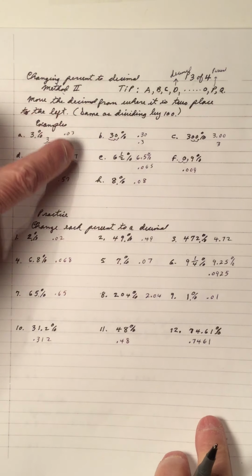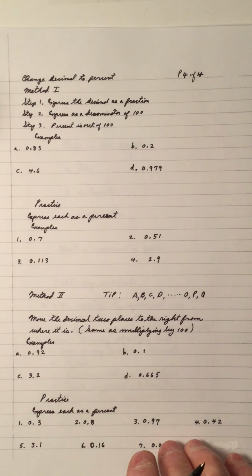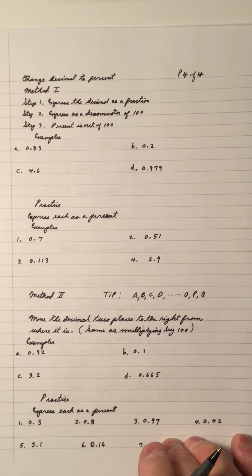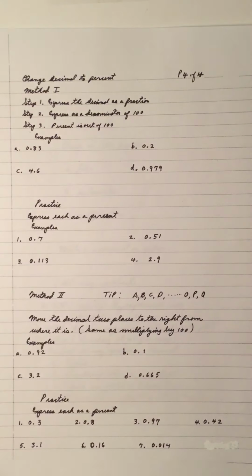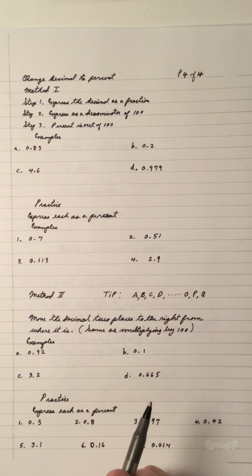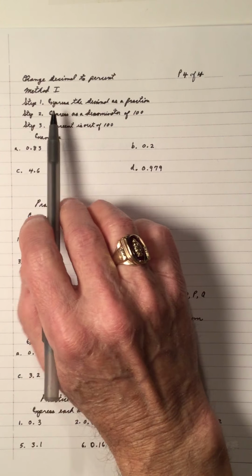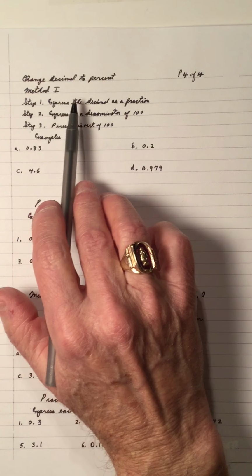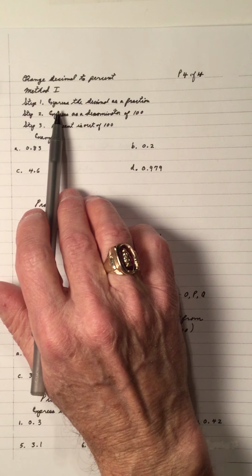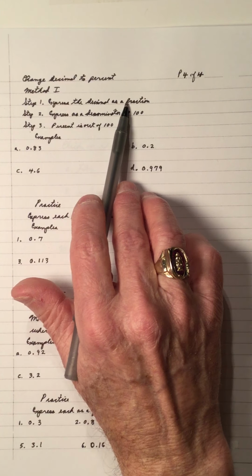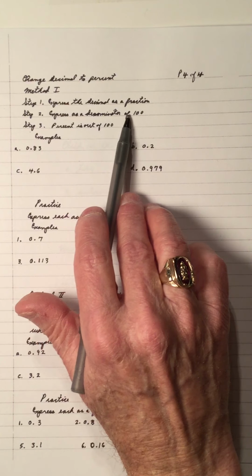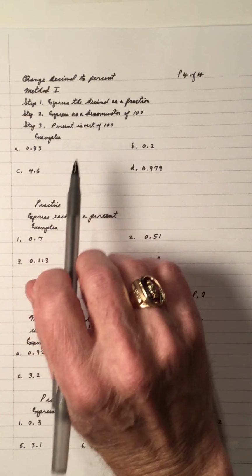A couple of methods, but method 2 is easier, by moving the decimal 2 places to the left. Let's reverse it. Let's change a decimal to percent. Over just then we change percent to a decimal. So now this is method 1, there's 2 methods again. The second method is easier. Express a decimal as a fraction, express with a denominator of 100, and then percent out of 100.